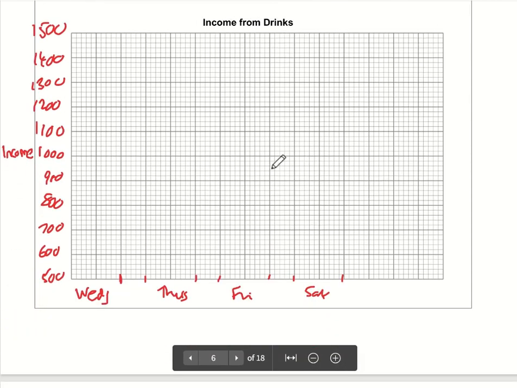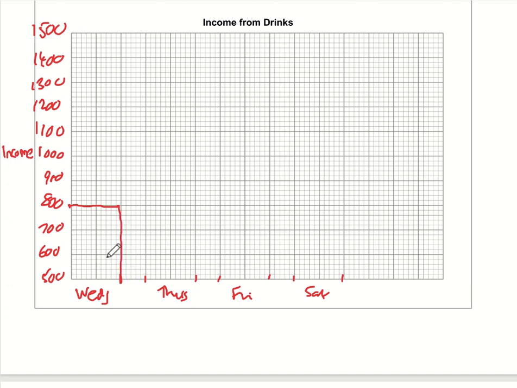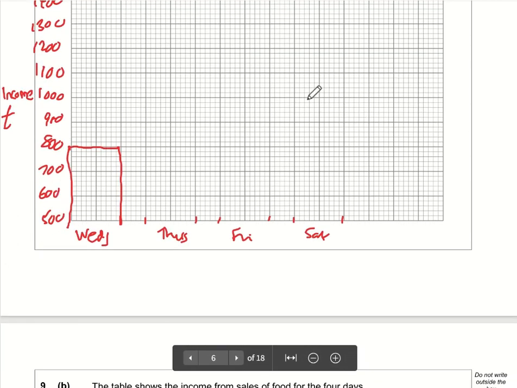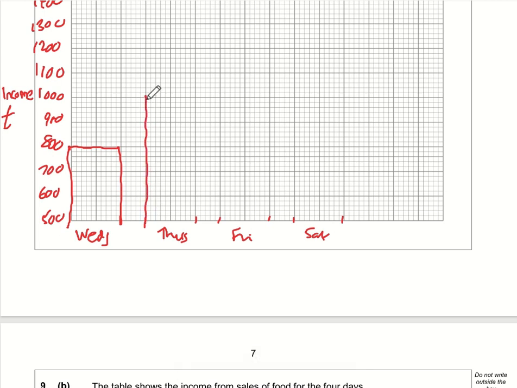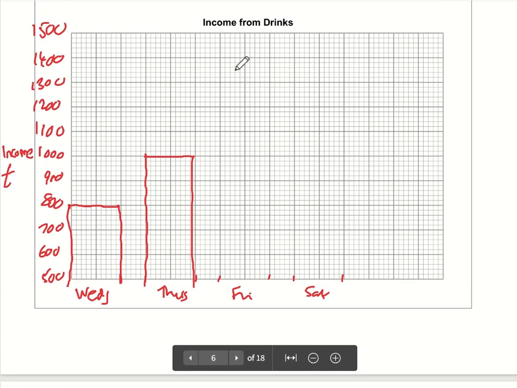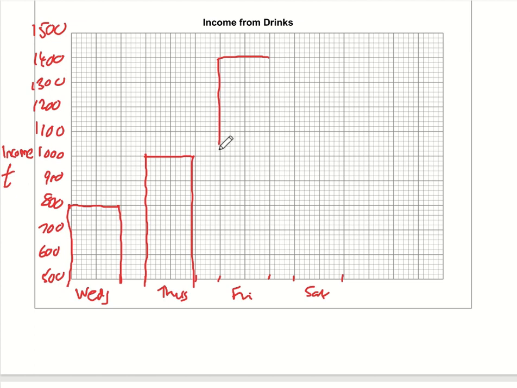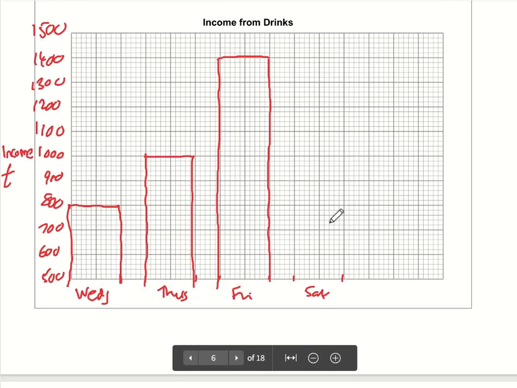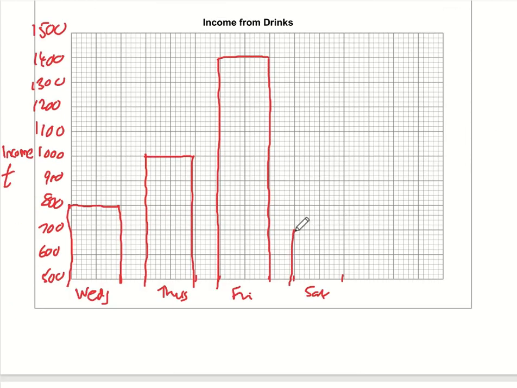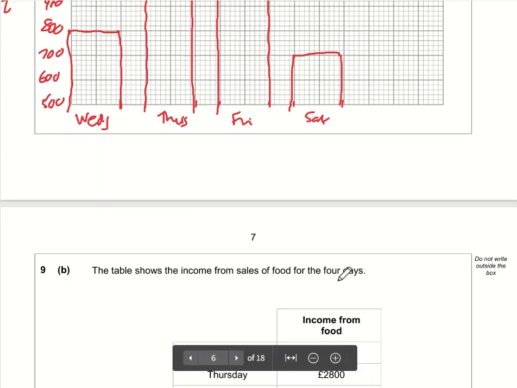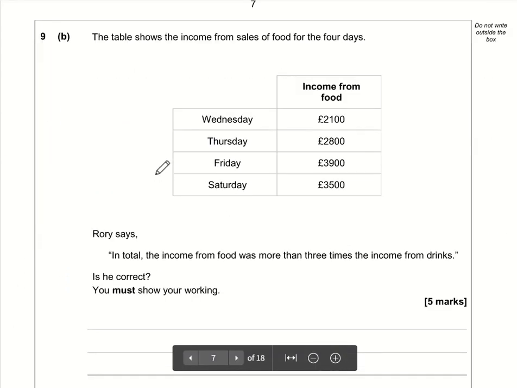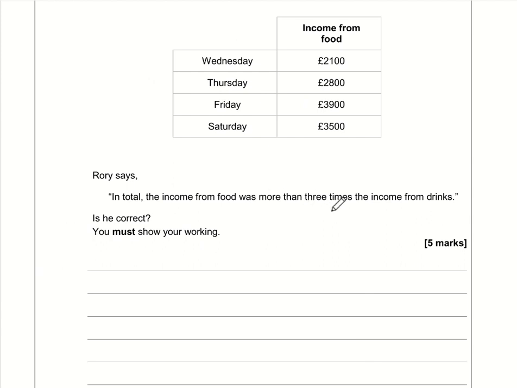So Wednesday goes up to 800. I should probably say that the income is in pounds. Thursday is 1,000. Friday is 1,400. So I should also mention that it's really important that you use a pencil and a ruler. I'm managing to keep these vaguely straight for once, which is good. And Saturday, 700. There we go. Job done.